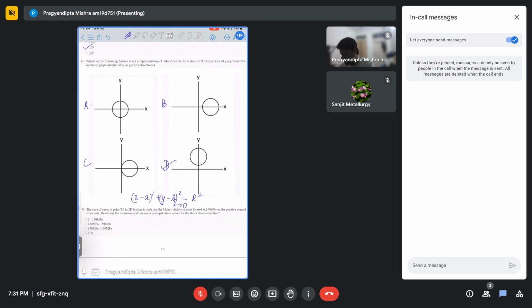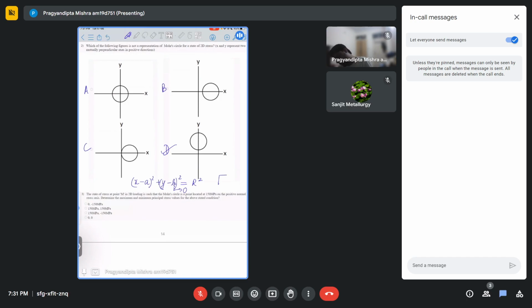Why is option A okay? I'll clarify, because you chose option A. Why option A is correct is because let's assume that you have a state of stress where sigma x and sigma y are both equal to a single value, the same value, but let's say compressive.